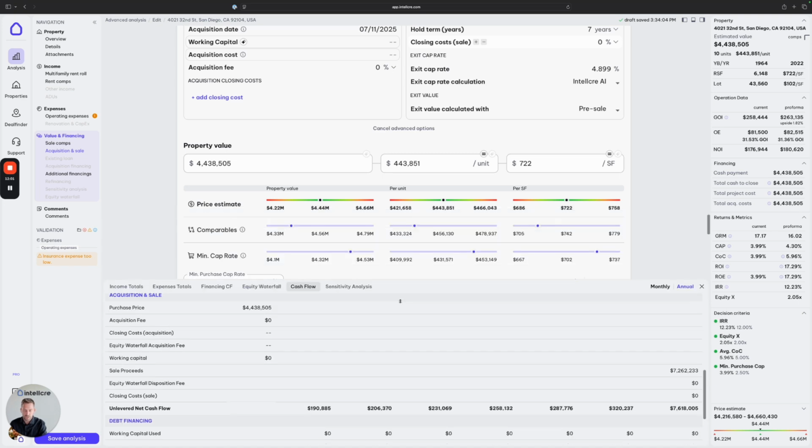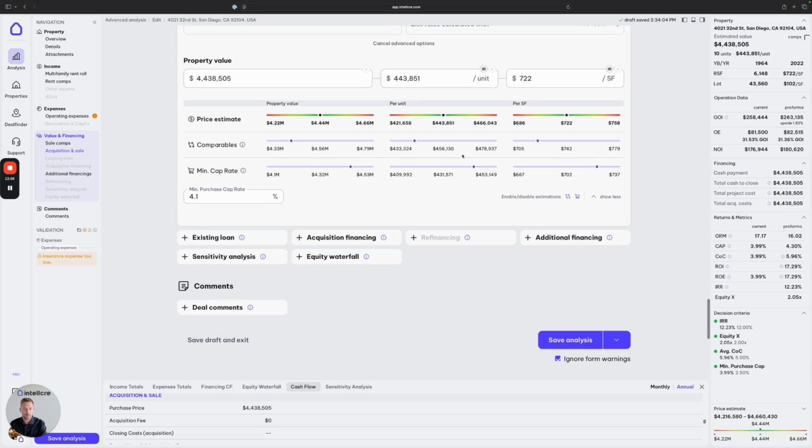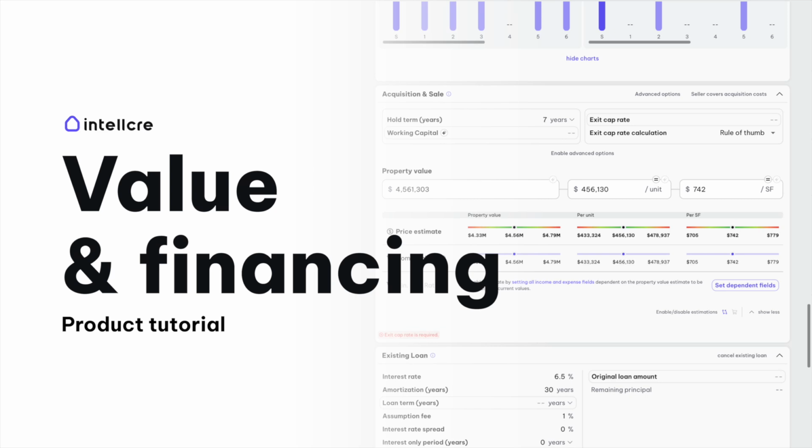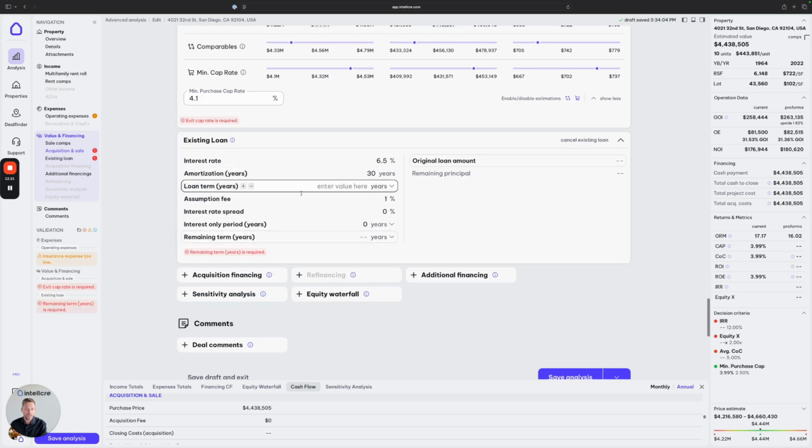So after we've priced our deal, now it's time to factor in any financing that we're thinking of doing for this deal. Is there an existing loan? If so, we simply enable the existing loan here, define the terms for the existing loan, things like remaining term and so on. And then we're going to model the situation of assuming a loan.